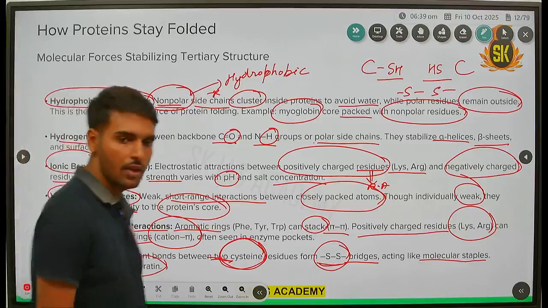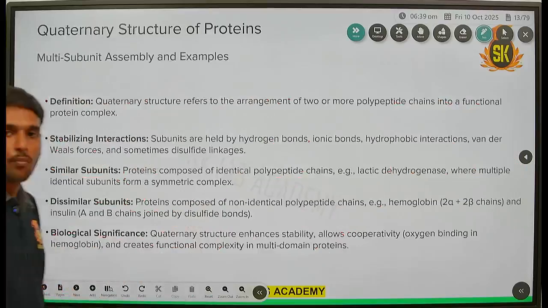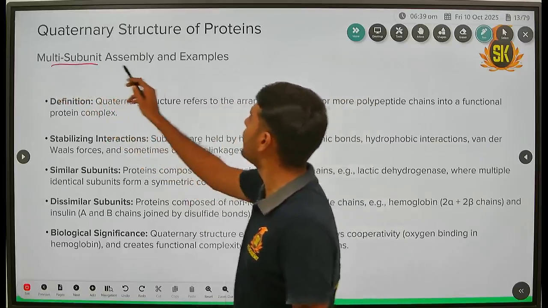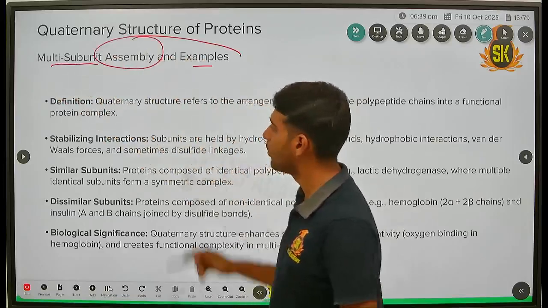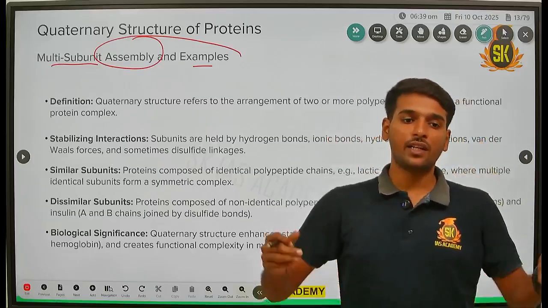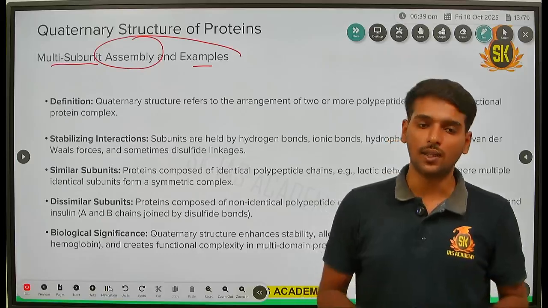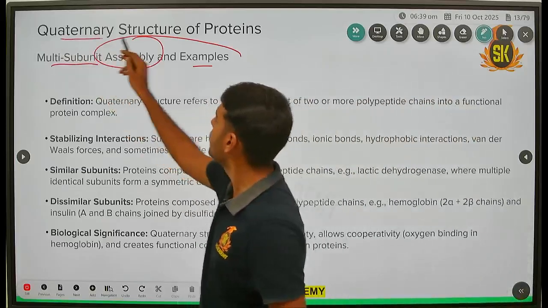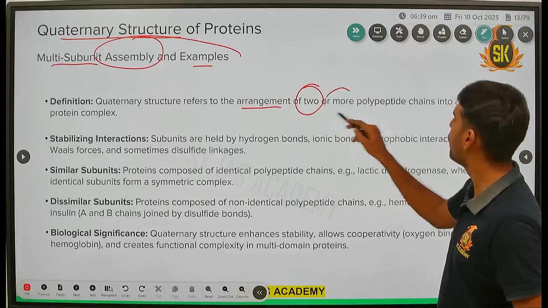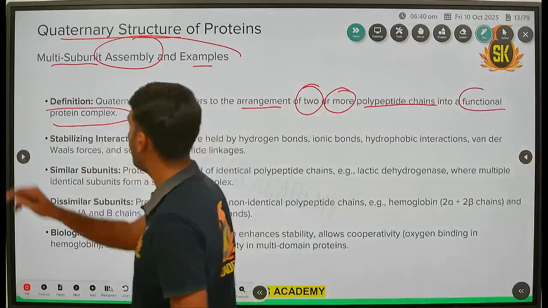So, shall we move to the next? Yes. So, quaternary structure of proteins. What is quaternary structure, sir? Multi-subunit assembly. With examples we'll be dealing. So, not just one polypeptide, but two or more polypeptides come together and form an overall structure. This is what is your quaternary structure. It refers to the arrangement of two or more polypeptide chains into an overall functional protein complex.